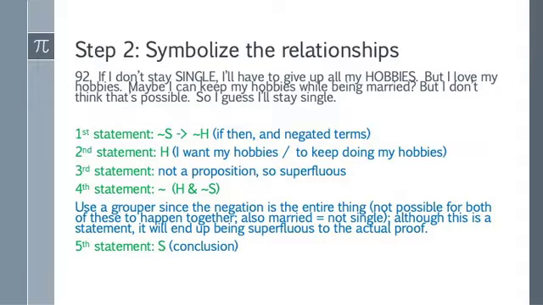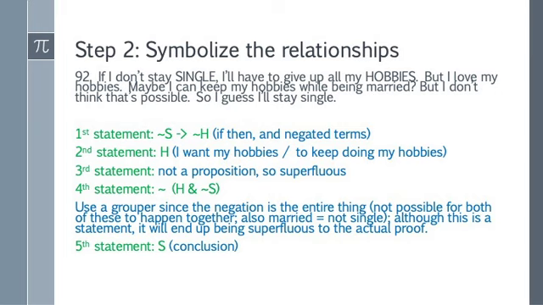Okay, the third statement is not a proposition. So it's just a question, right? Maybe I can keep my hobbies while being married. So this is irrelevant to the argument. But I don't think it's possible. This next statement says, well, I don't think it's possible. So we have, it is not possible, not H and not S. And you're negating the entire thing because you're saying, look, I don't think this entire thing's possible. What is not possible? To have hobbies while being married, right?